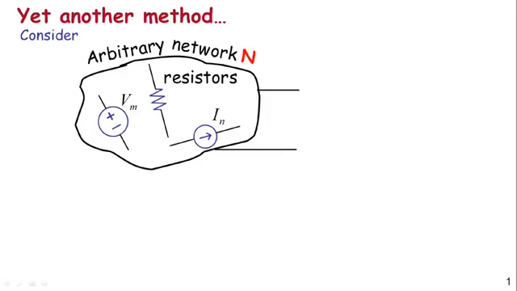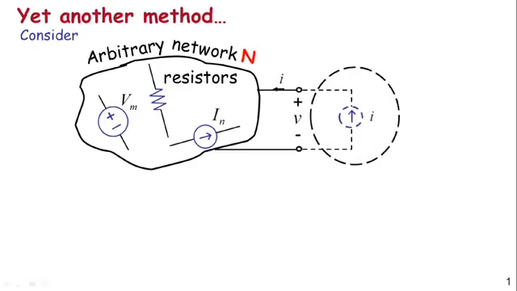And let's say in this arbitrary network, you have a whole bunch of resistors, a whole bunch of voltage sources, and a whole bunch of current sources as well. So you have a bunch of voltage sources, and these are all independent voltage sources for now, V1, V2, V3, all the way through Vm. You have a whole bunch of current sources, I1, I2, I3, all the way through In.